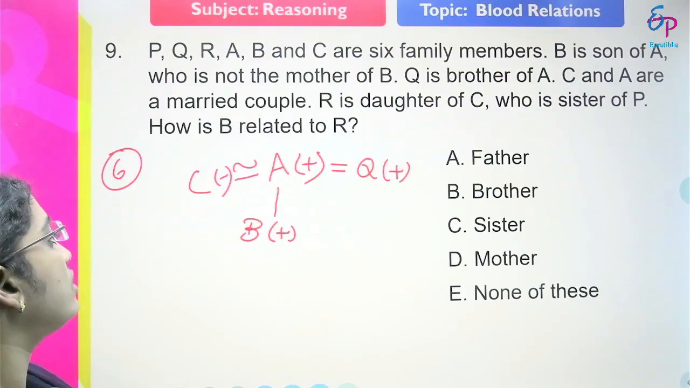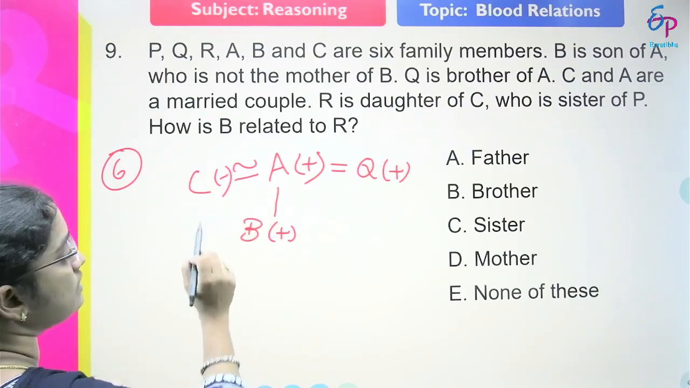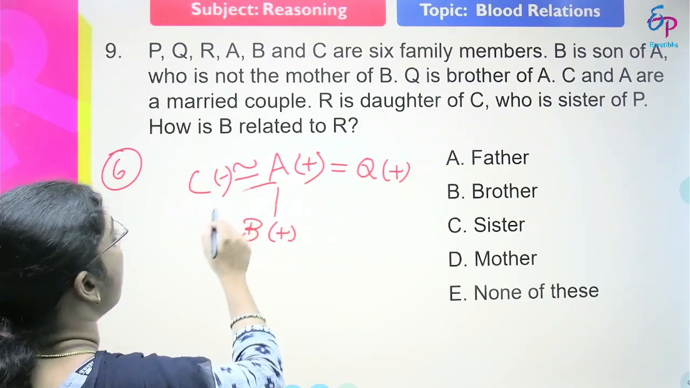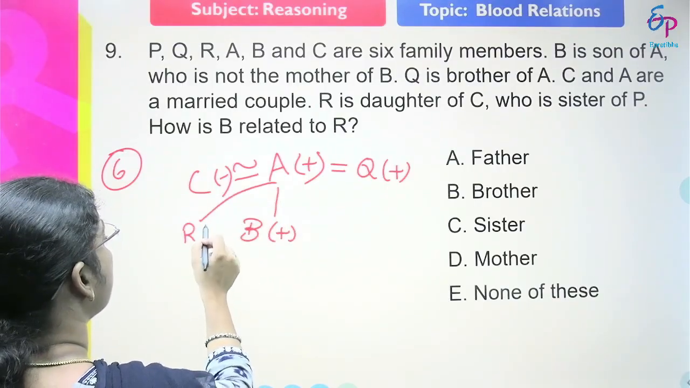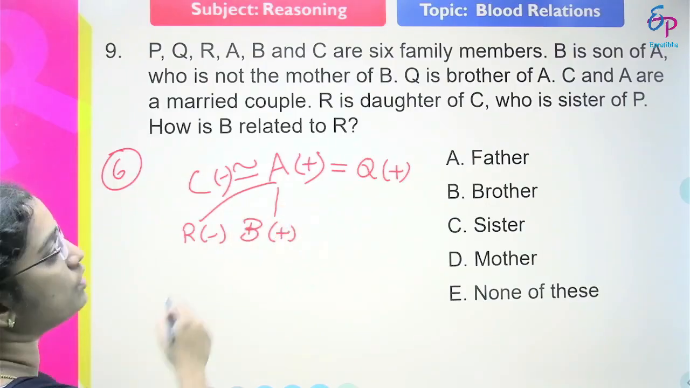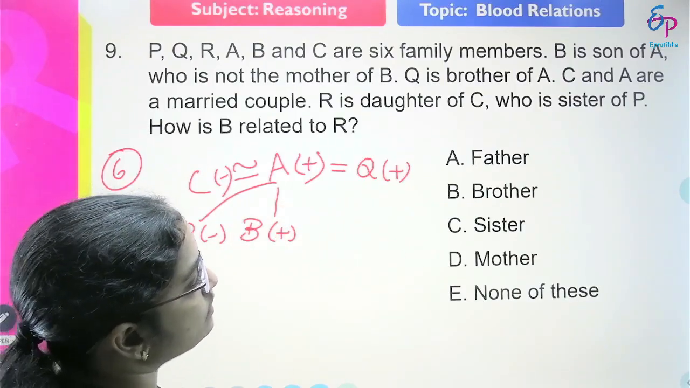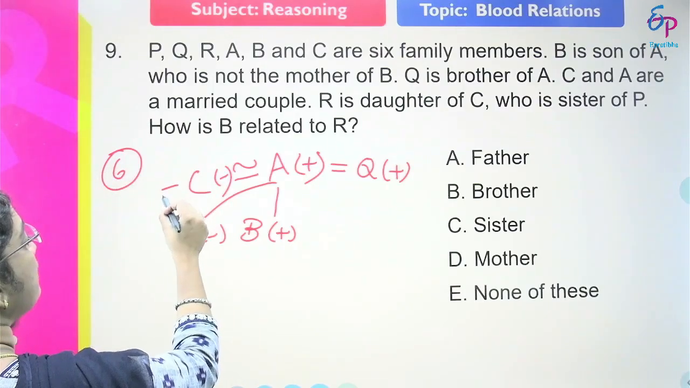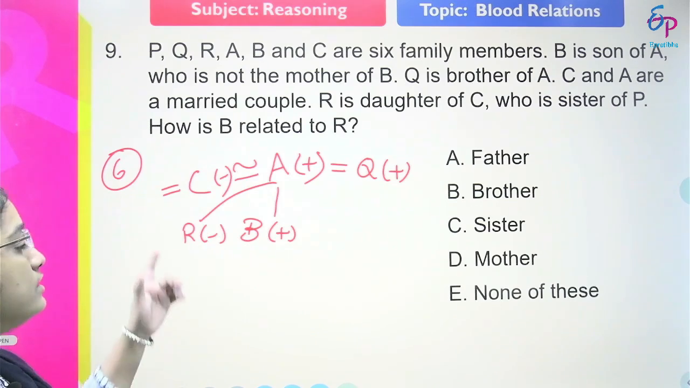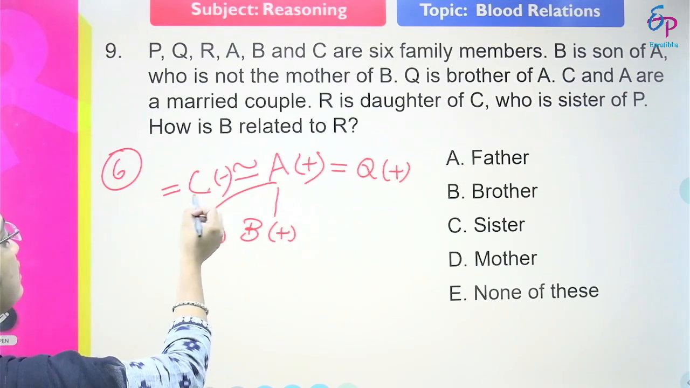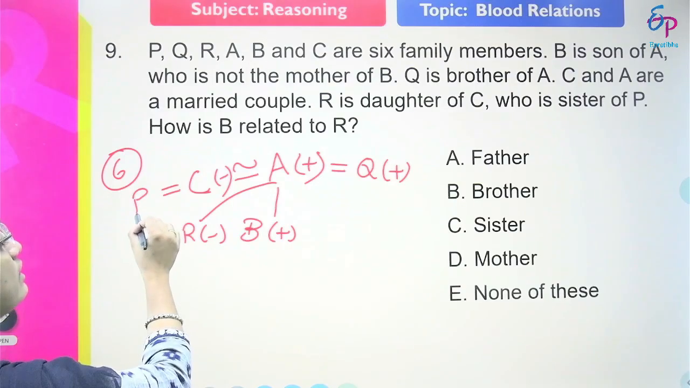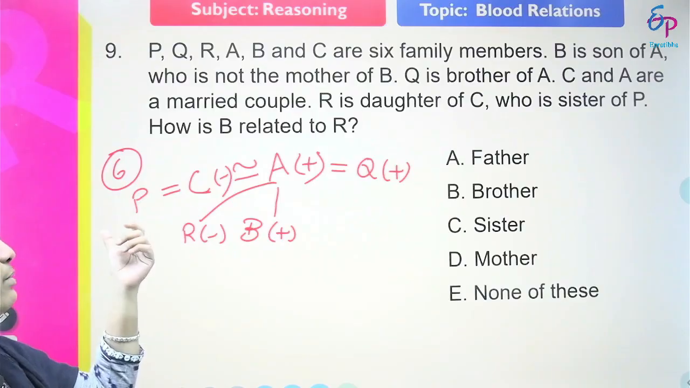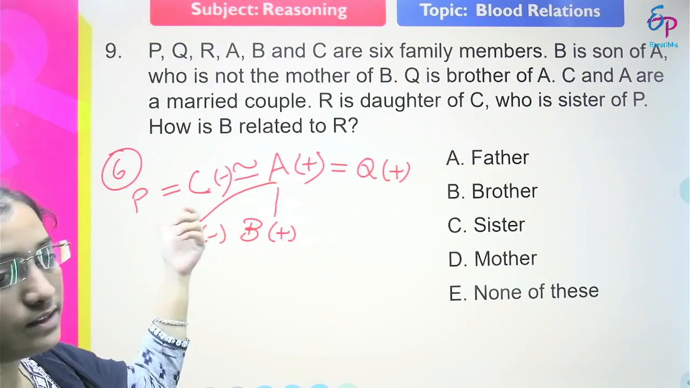Then R is daughter of C, friends. Just observe here, B is son of A means definitely son of C also. Then R is daughter of C means definitely daughter of A also. Then C is sister of P. So we need to take siblings relation, that is indicated with the equal symbol. C is sister of P, but we don't know the gender of P, friends. Here C is the sister of P means C is a female member, but we don't know P's gender.